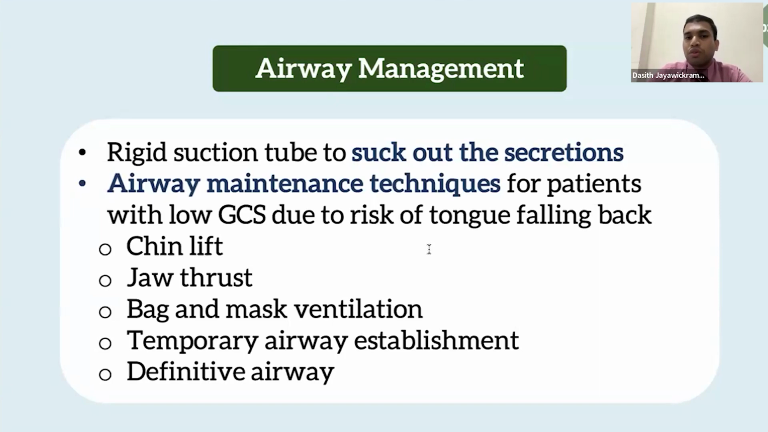So that is how you manage the airway. Initially, apply oxygen, cervical spine restriction, suck out secretions, then do the airway maneuvers, chin lift and jaw thrust, do the bag and mask ventilation with the oxygen while applying a temporary airway. And once the oxygenation is achieved, go for the definitive airway. I will explain what a definitive airway is, and what a temporary airway is, in a few seconds.